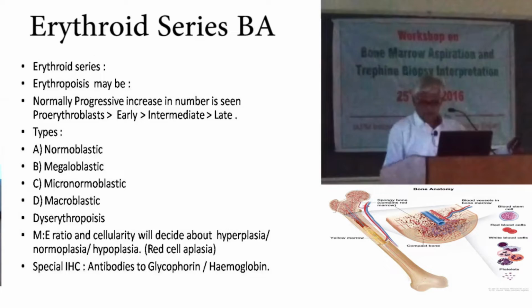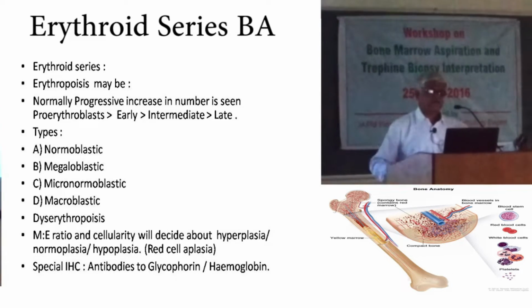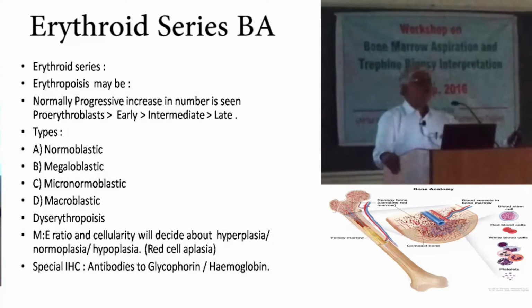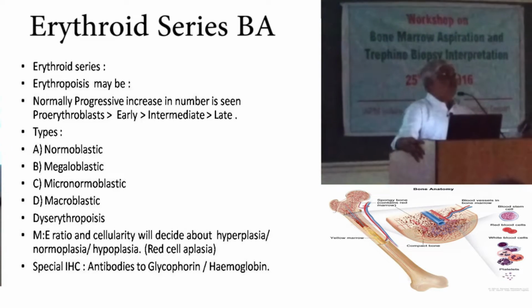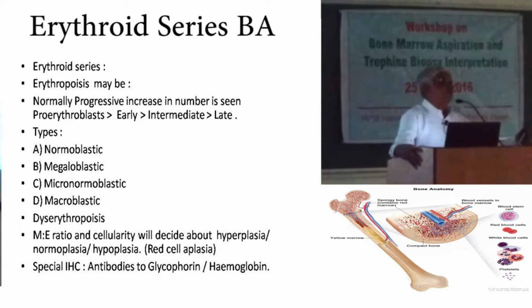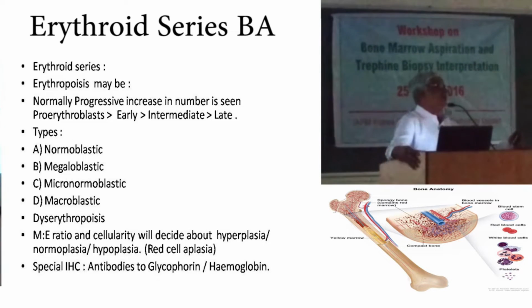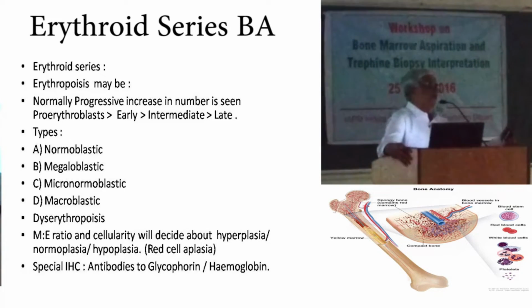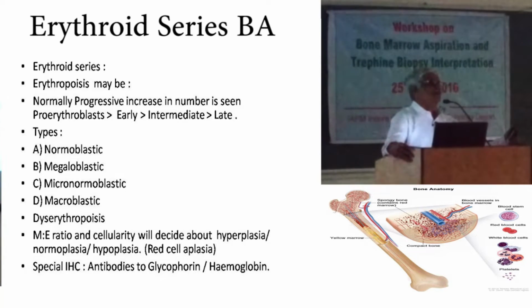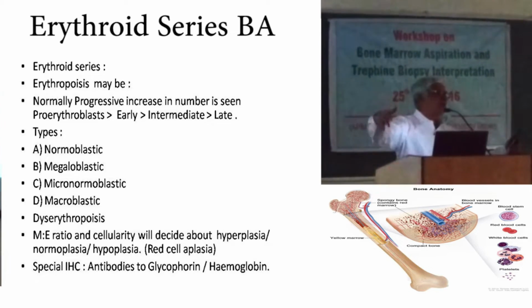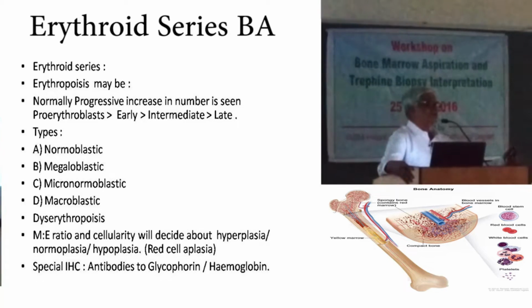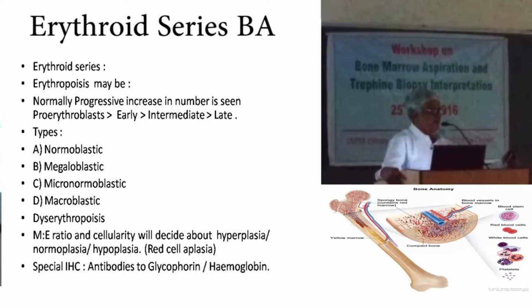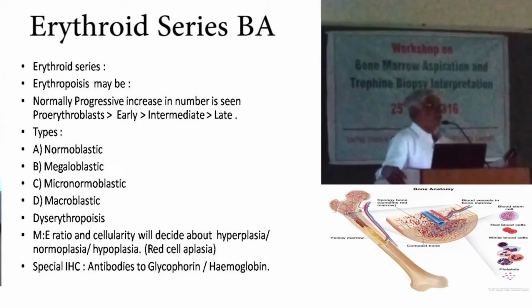And non-hematopoietic cells from metastasis and other. Now coming to the erythroid series, you have to decide whether the maturation is normal. Normally, the least number of cells are proerythroblasts, and the number of cells goes on increasing as the cells mature. This is what we should see. But reversal is many a time seen, and that should be noted.